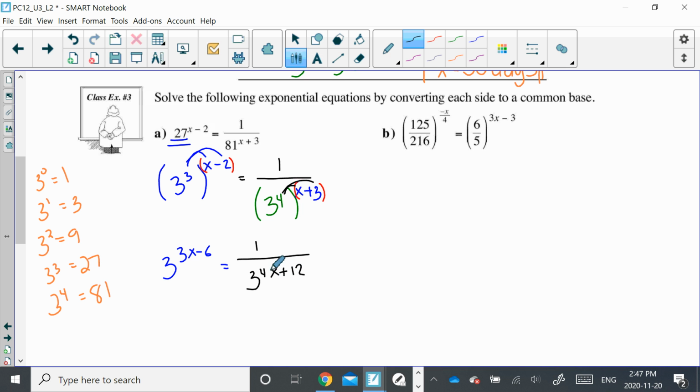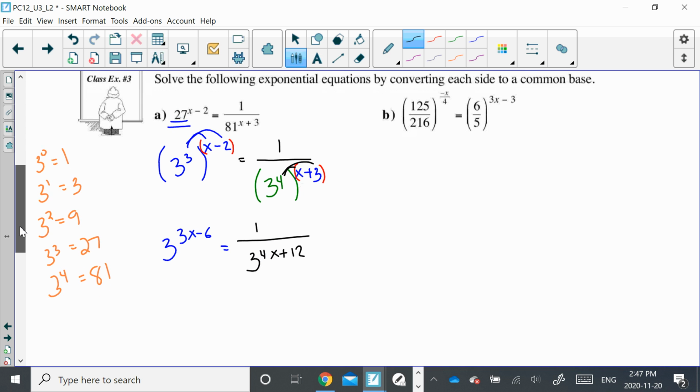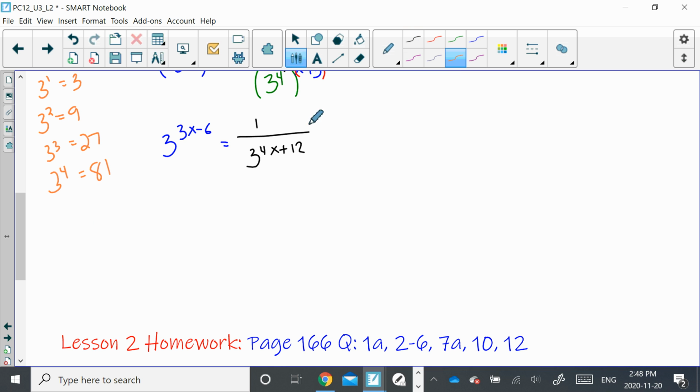Now this is 3, and this is really 1 over 3. So what we want to do is bring this 3 up here. We reviewed from lesson 1: if I give you 1 over a to the 4, if you bring that up, that becomes a to the negative 4. So when we bring this base 3 up, we have to put a negative in front of this exponent. So my left-hand side is good, 3x minus 6.